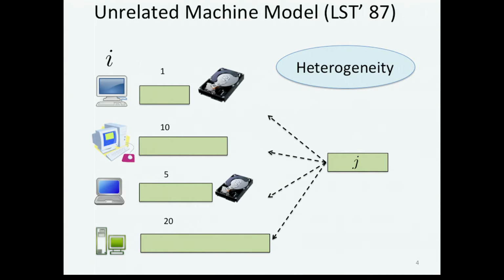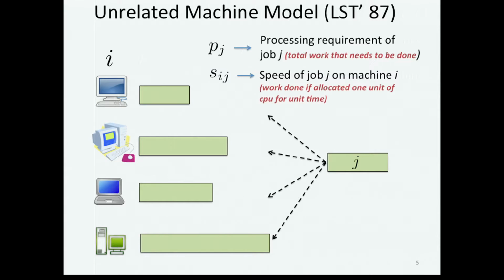Although this model was introduced in '87, it is still relevant even in current scheduling applications. Think of it as, if the job has its data located on a particular machine, then it takes a shorter duration to complete, and if the data is not located there, then you have to fetch the data, so it takes a longer duration. So the model is highly relevant even in today's applications.